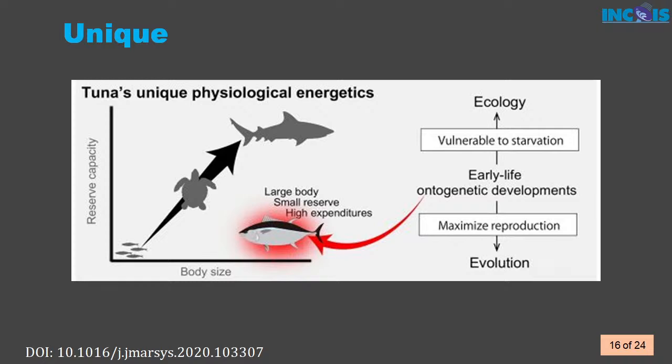So they need to keep on eating, they need to keep on hunting, and for that they need to keep on swimming. So that makes them more vulnerable to starvation if the food is not available. And these high metabolic rates and high oxygen demands are because of evolution.